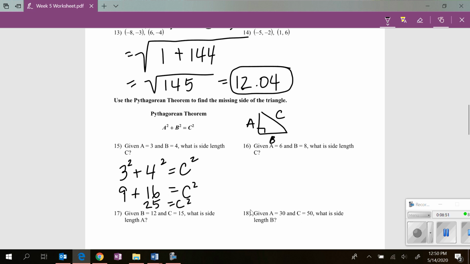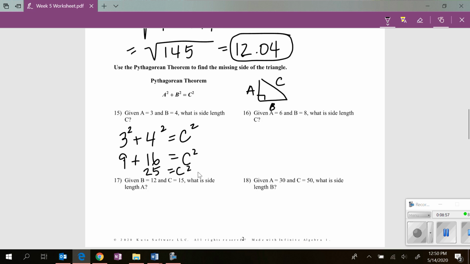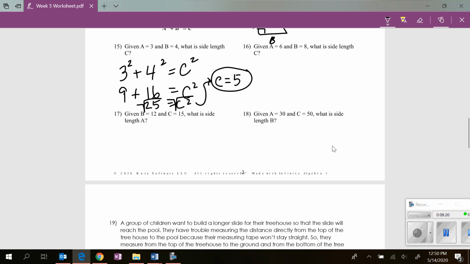Okay, now I have c squared. I need to get just c without the exponent. So remember, opposite of my exponent, I use square root. Take your calculator, calculating square root of 25. c is equal to 5. Okay, that's all that is. Just plug it in and find your answer. Okay, solve for your variable that you need.